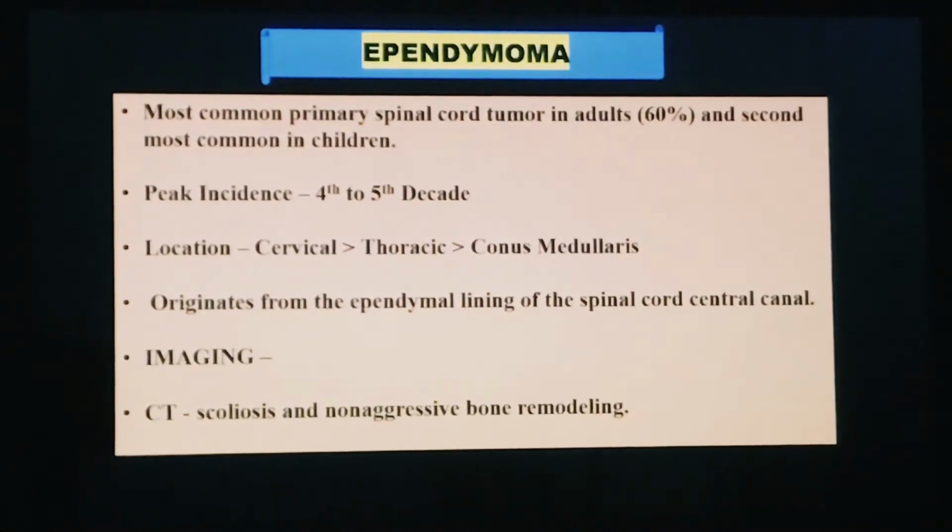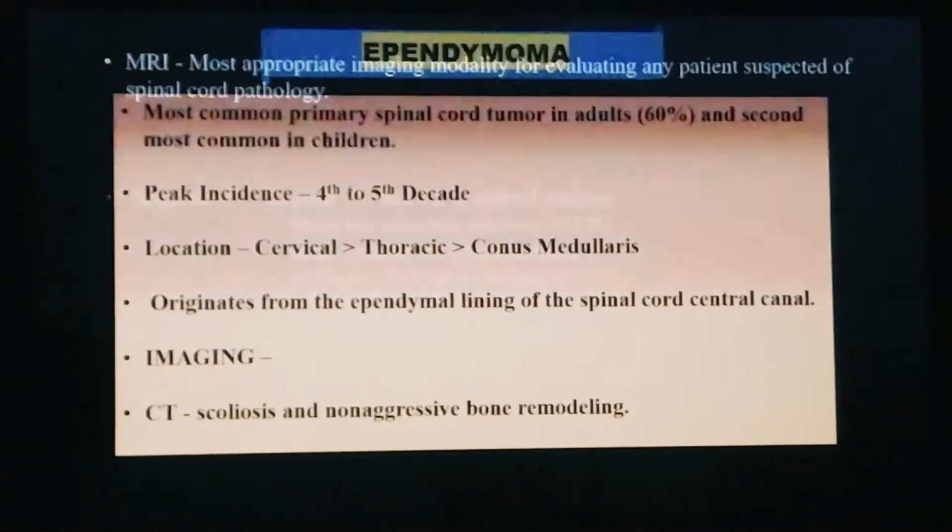For ependymoma, the peak incidence is between the 4th to 5th decade. Location wise, they are more commonly seen in the cervical cord, then in thoracic and then in conus medullaris. As the name suggests, it originates from the ependymal lining of the central canal of the spinal cord. Now, we'll start with the imaging features. On CT, we can see scoliosis and non-aggressive bone remodeling.